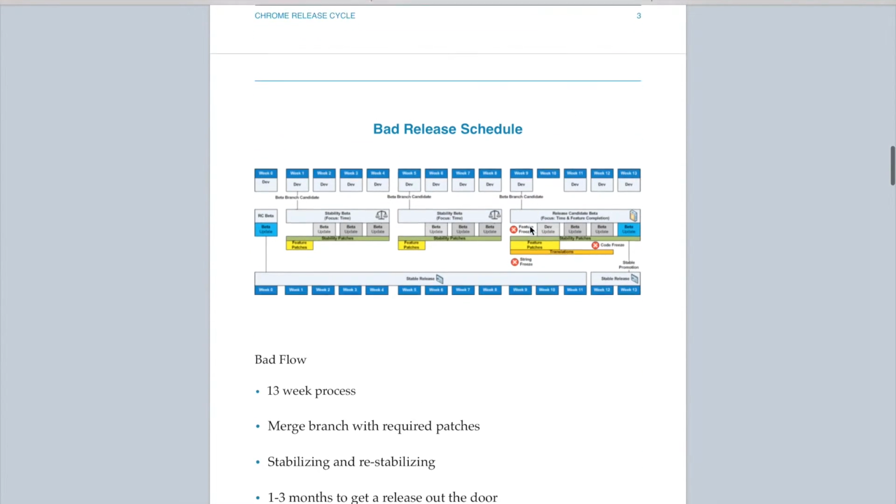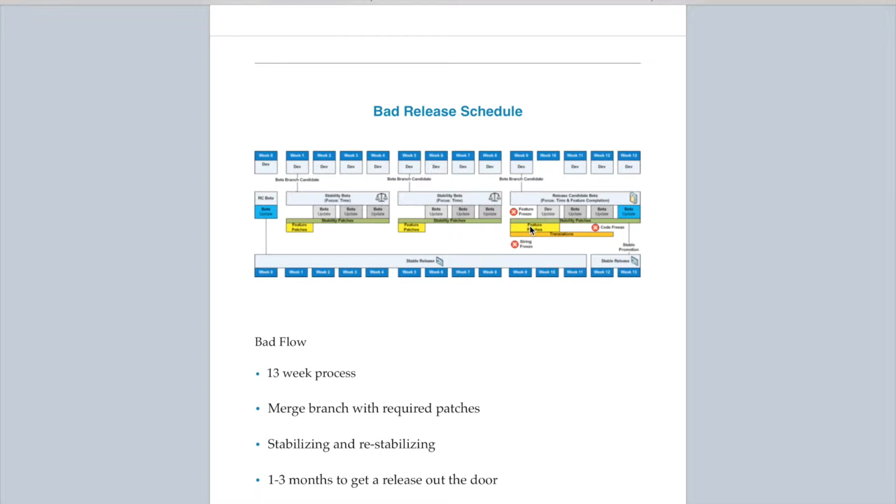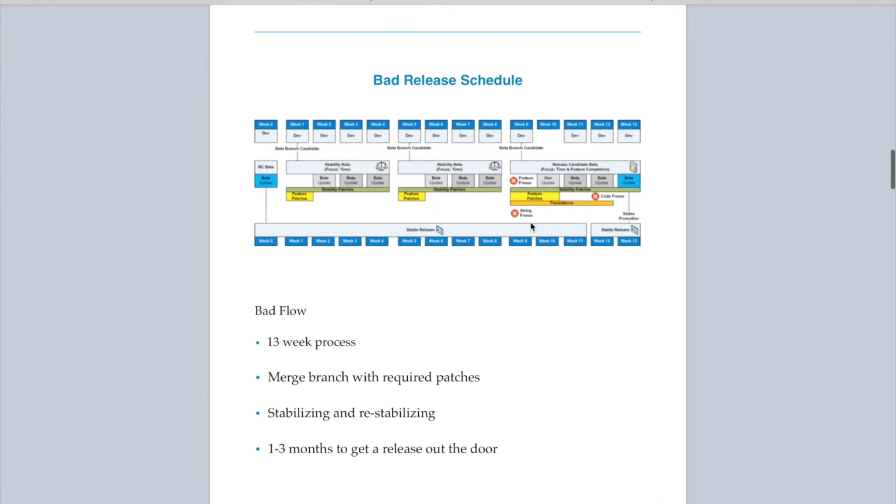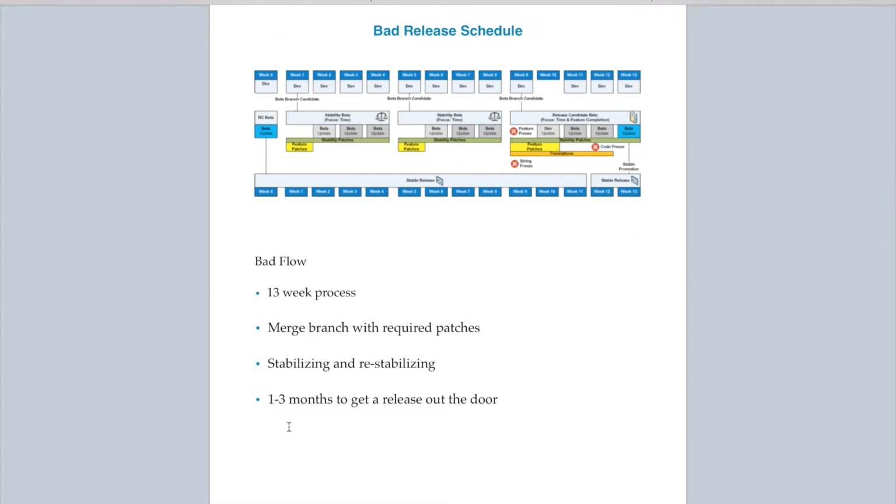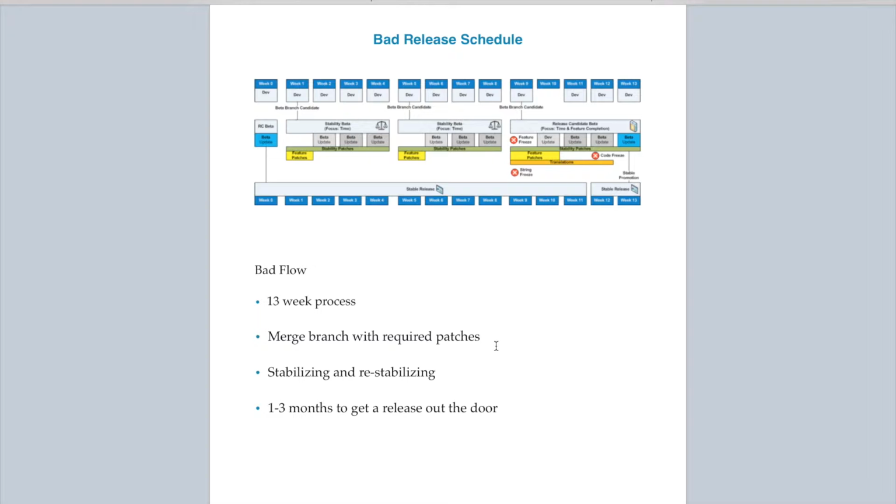So this is the early release schedule that they had. They had a lengthy one, and whenever changes were made, you had to merge the branch with all the required patches, which took quite a long time. After that was done, the merge had to be stabilized. That means the bugs and testing all had to be taken into consideration. This would normally take between 1 to 3 months. So between 1 to 3 months, Chrome would release updates and so on.